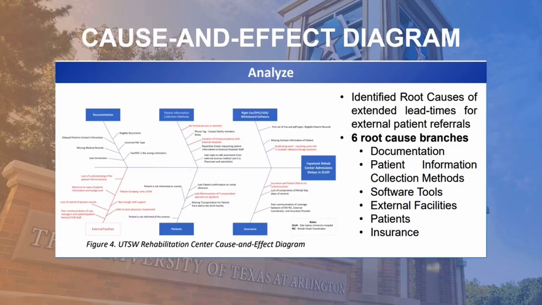We then move forward into the analyze phase, where we were able to look at a cause and effect diagram, also referred to as a fishbone. Of the 6 root causes that we identified, the most important are the external facility and the patient collection methods. This is an opportunity to identify a communication gap, which we later explore in the 5 whys.